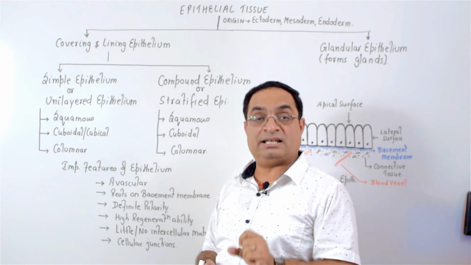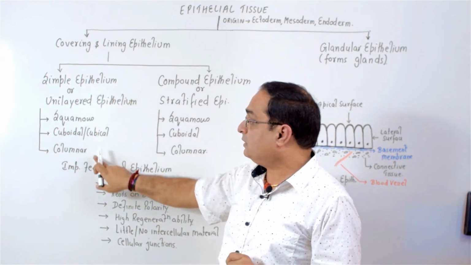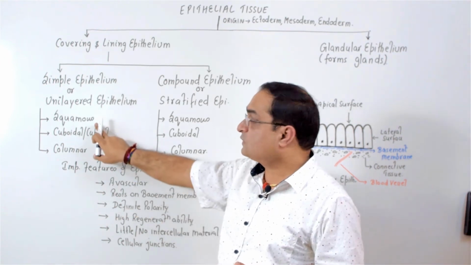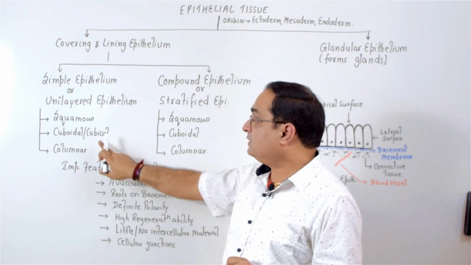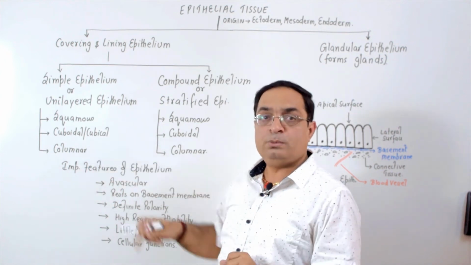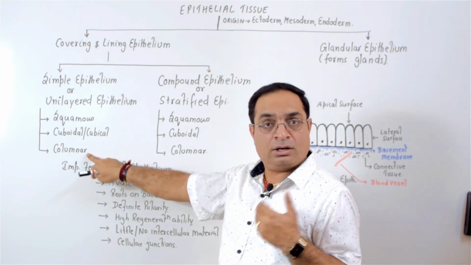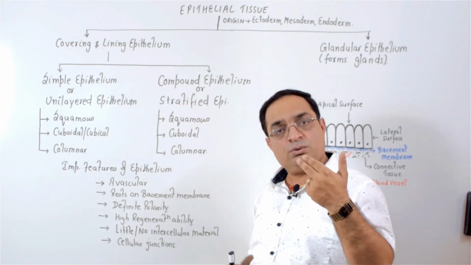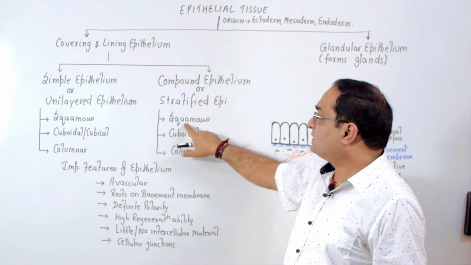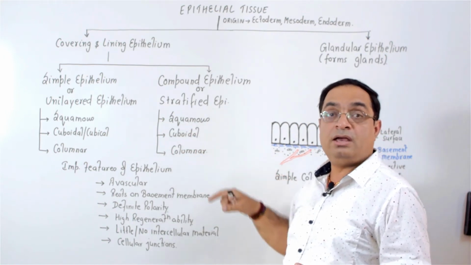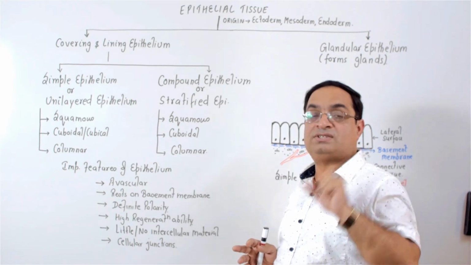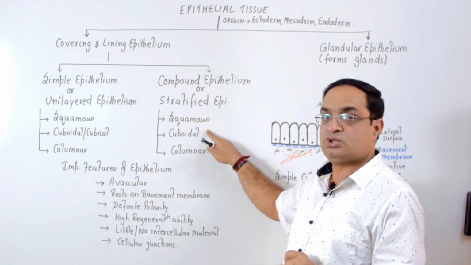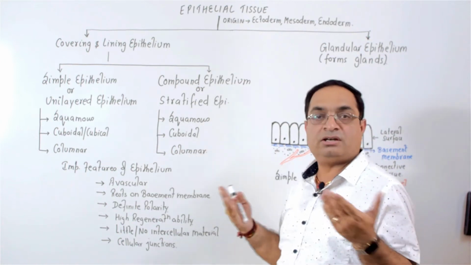Depending on the shape of the cells, the simple epithelium is further divided into three types. If the cells are flat, like the tiles of a floor, it is called squamous. So, squamous means flat. If the cells are cube-shaped, we call it cuboidal epithelium. If the cells are tall and column-shaped, we call it columnar epithelium. Similarly, the compound epithelium is also divided into three types. If the cells are flat, it is squamous. Now, here we actually observe the shape of the upper layers of the cells, the topmost layers of the cells. If they are squamous, it is stratified squamous. If they are cuboidal, it is stratified cuboidal, and if they are columnar, it is stratified columnar.